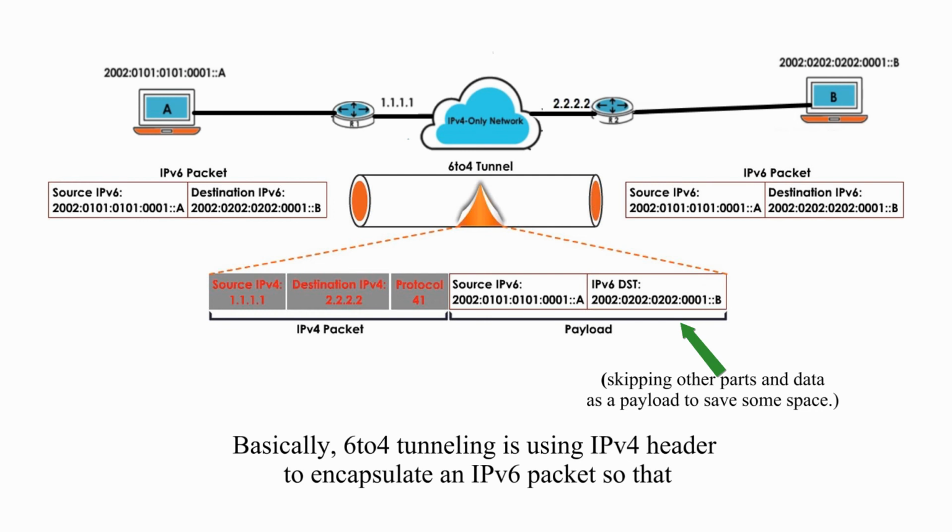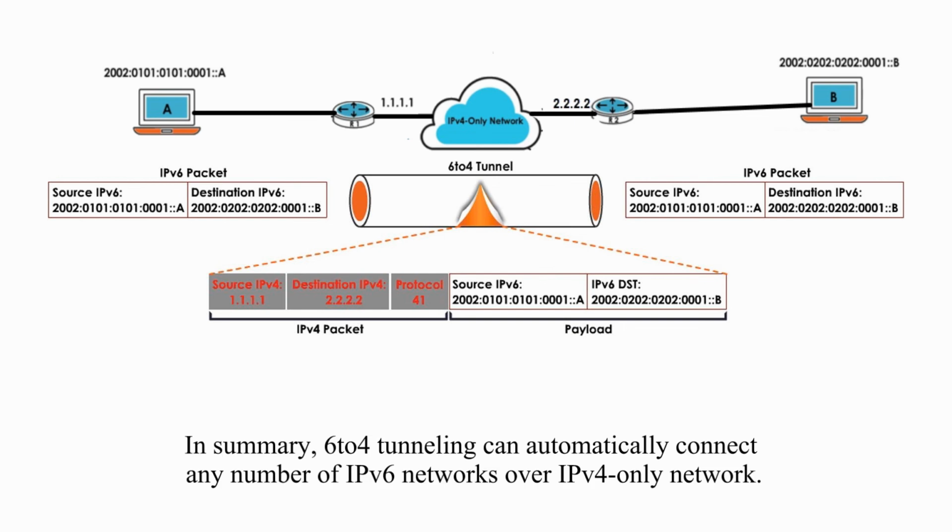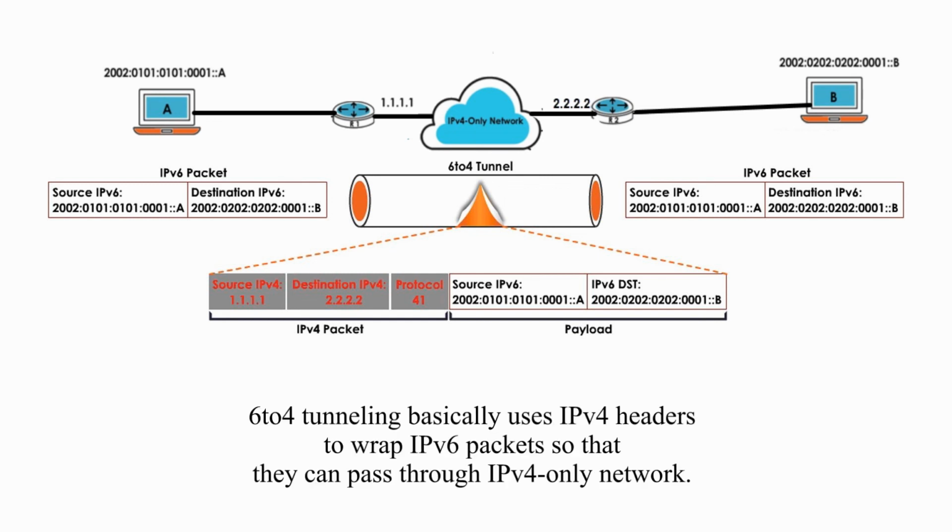Basically, 6to4 tunneling is using an IPv4 header to encapsulate an IPv6 packet so that the packet can pass through an IPv4 only network. In summary, 6to4 tunneling can automatically connect any number of IPv6 networks over an IPv4 only network. 6to4 tunneling basically uses IPv4 headers to wrap IPv6 packets so that they can pass through IPv4 only networks.